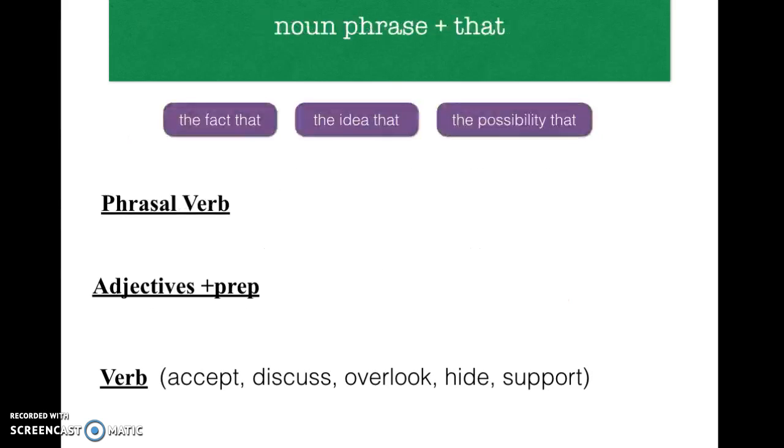So sometimes we can't just use that. We have to add in a phrase. So for example, the fact that, the idea that, or the possibility that. One of these cases is if there is a phrasal verb. For example, faced up to. You see that's a phrasal verb. There's the two prepositions at the end.